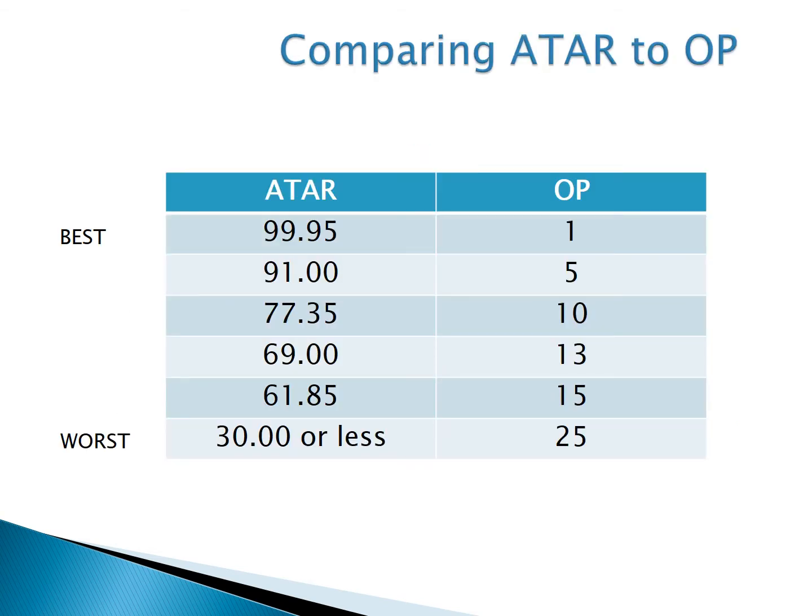So here's a chart showing the differences between OP and ATAR, and you'll see that the old OP1, which was the best, is now the 99.95, all the way down to the 30 or less for ATAR. And we're looking at the useful ATARs. So these are the ones that students need to aim for if they want to get into university, want to have that successful outcome.